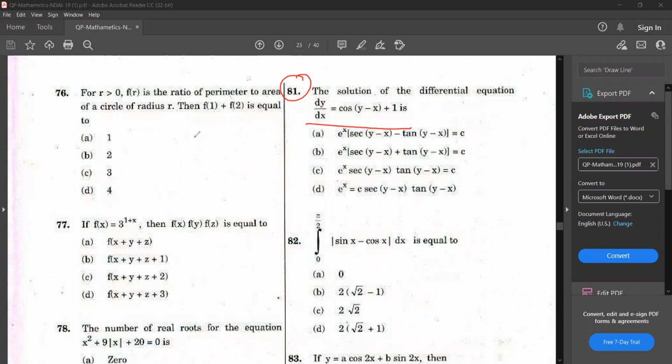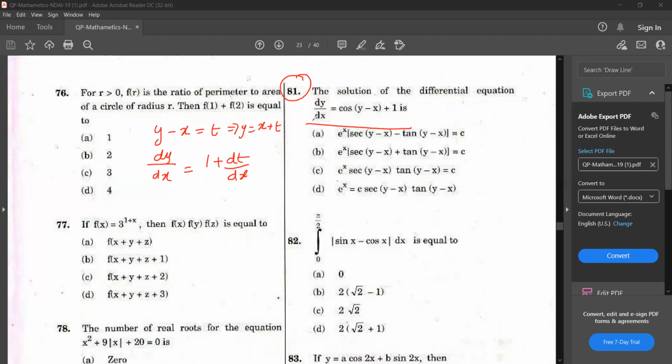So let us take y - x = t. For example, suppose we are taking y - x = t. Then what is dy/dx? dy/dx will be 1 + dt/dx, isn't it? How? Because we can write this as y = x + t. The derivative of x is 1, and the derivative of t with respect to x is dt/dx. So dy/dx = 1 + dt/dx.